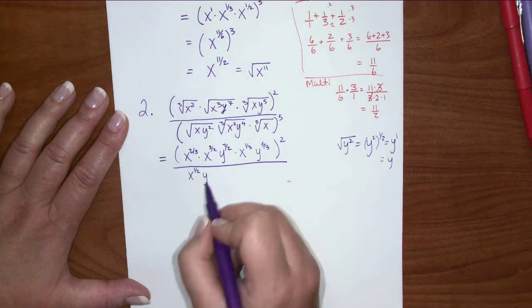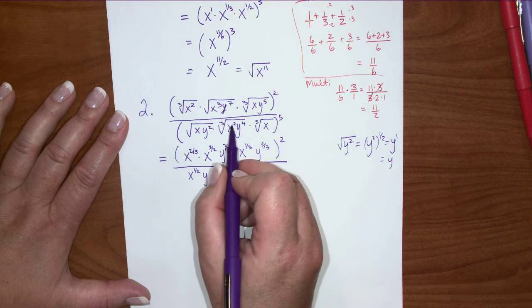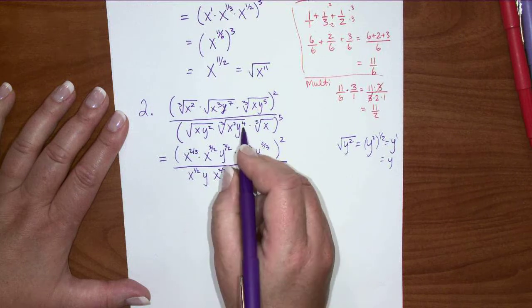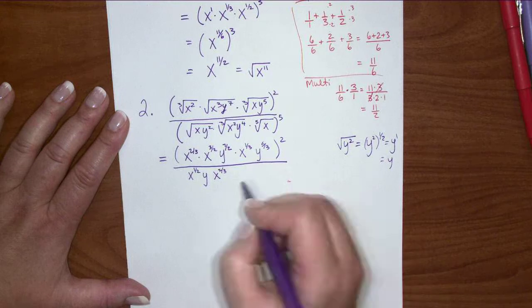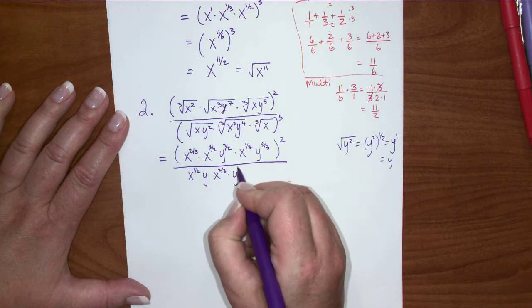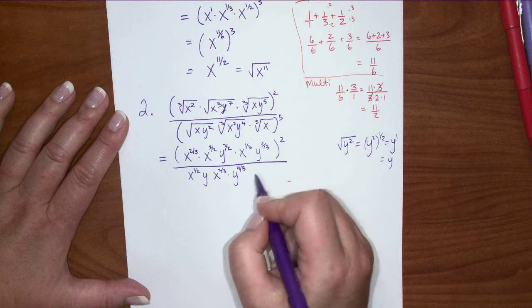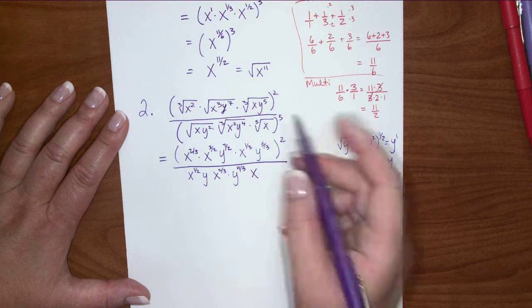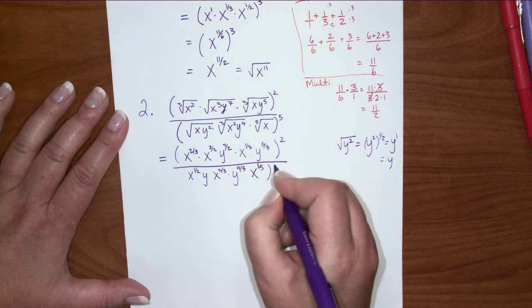So that's just y. The next x, it's a cube root and squared, so 2 over 3. Y, 4 over 3. And the last one, x, 1 over 5, and that's all to the 5th power.